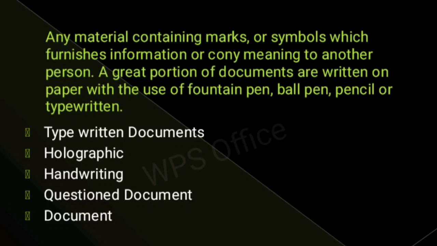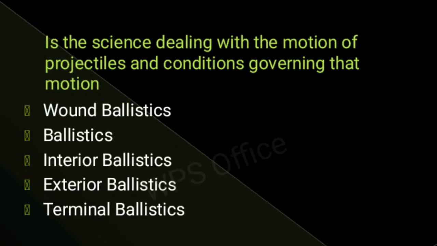Any material containing marks or symbols which furnishes information meaning to another person. A great portion of documents are written on paper with the use of fountain pen, ball pen, pencil, or typewritten. Letter A, typewritten documents. Letter B, holographic. Letter C, handwriting. Letter D, questioned document. And letter E, document. The answer is E, document.